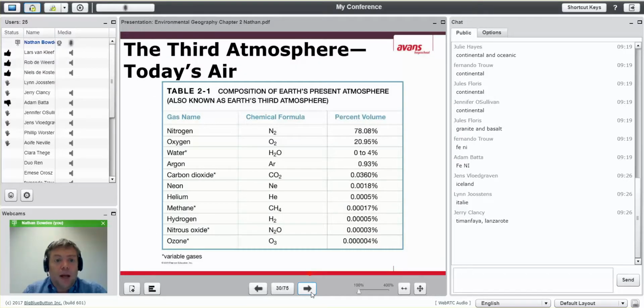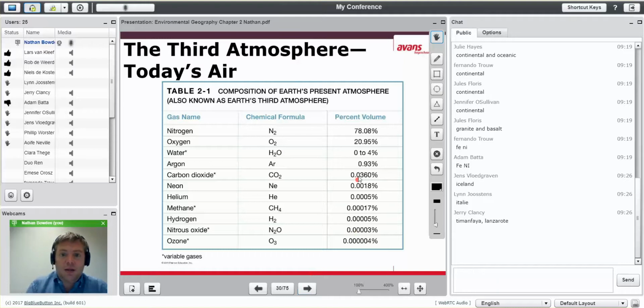Now, the third atmosphere, which is today's atmosphere, has this composition. About 78% nitrogen gas, N2, 21% O2, oxygen gas. Water vapor is between 0 to 4%, depending on where you are. You can feel it.